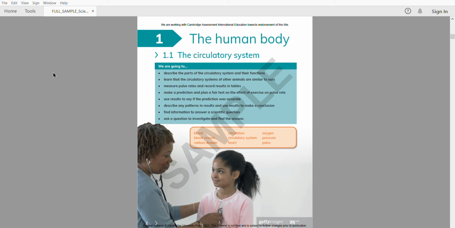So in Week 2, we learned about Chapter 1, Lesson 1.1, the circulatory system. We tried to understand some keywords relevant to the circulatory system, such as blood vessels, carbon dioxide, circulation, circulatory system, heart, oxygen, pressure, and pulse.